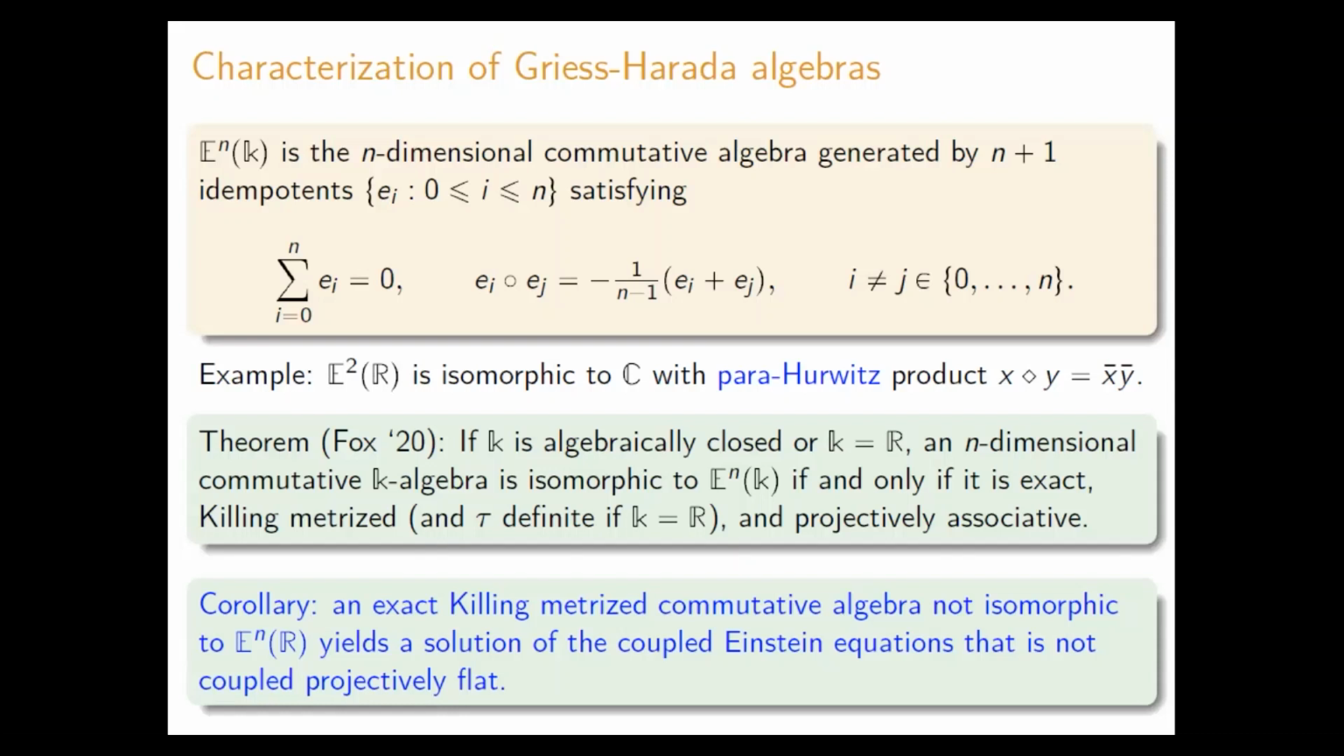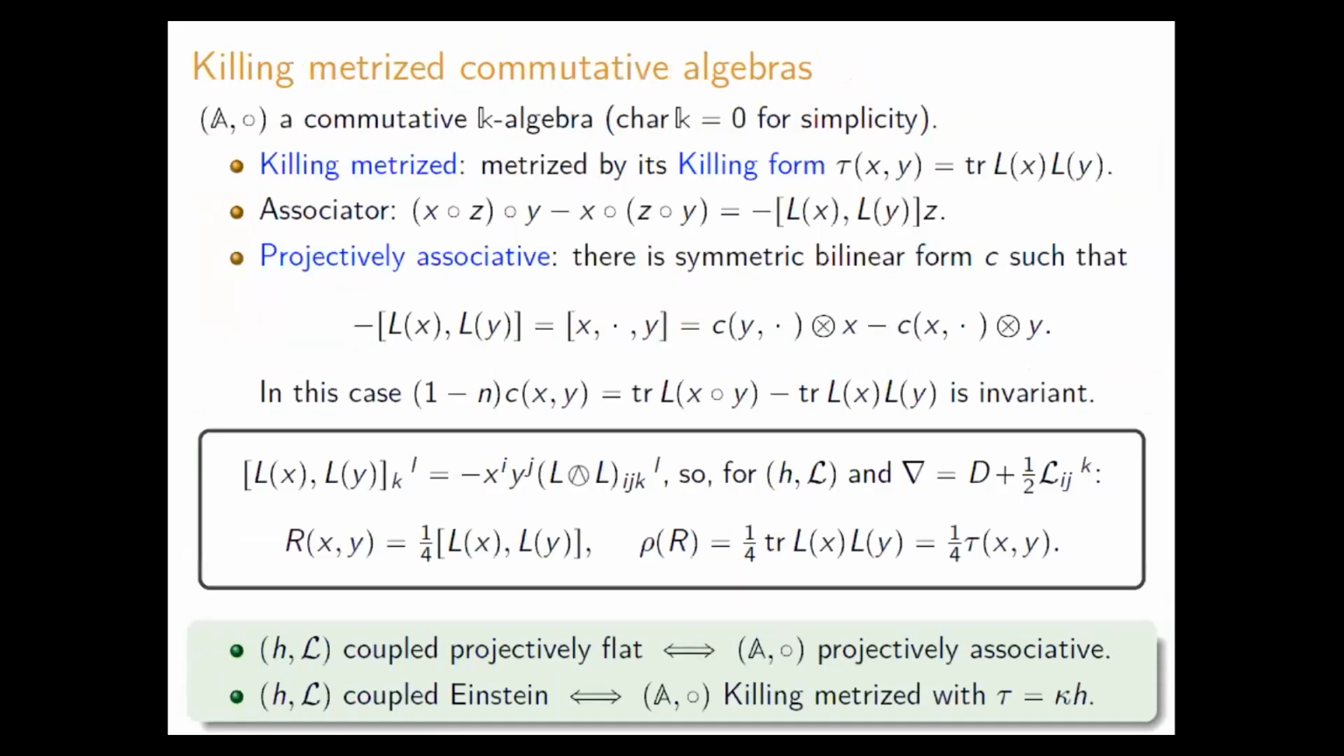This algebra is exact, Killing metrized, projectively associative. And any exact, Killing metrized, projectively associative algebra is isomorphic to this algebra. The utility of this theorem in the context of the present talk is that if I have a Killing metrized algebra not isomorphic to this algebra, then it gives me an example of a solution to these equations that's not a solution to these equations.